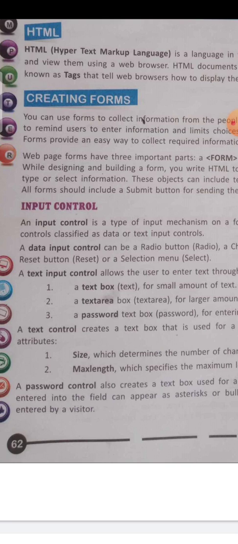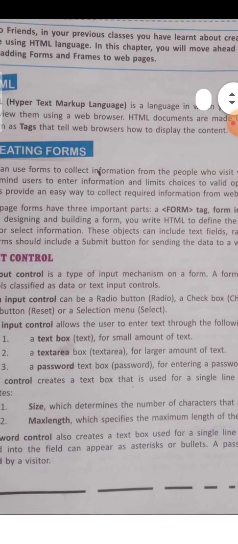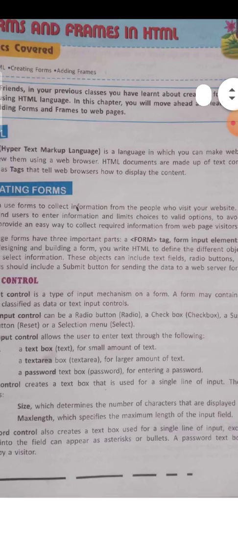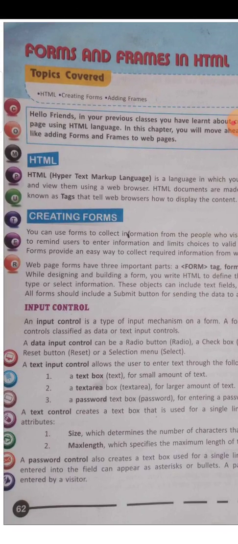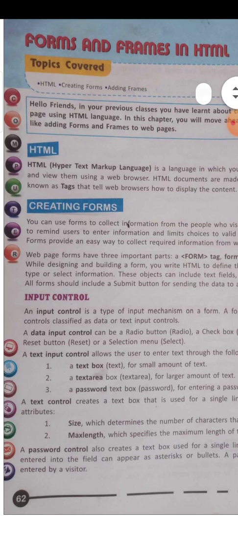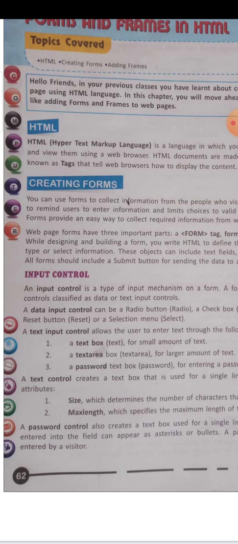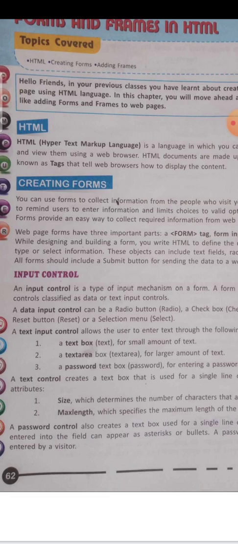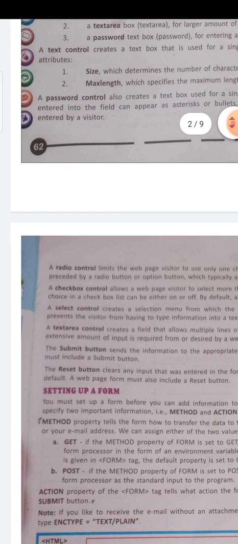The difference between the radio button and the checkbox is that we are able to select only one option in a radio button, but if we want to select more than one option, then we use a checkbox. In a text box we can enter a small amount of text, but if we want to enter a larger amount of text, then we use the text area box. And password is used for entering a password.